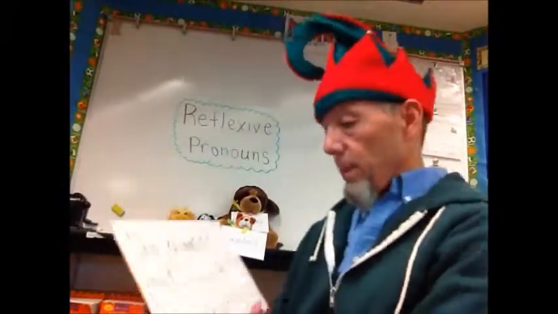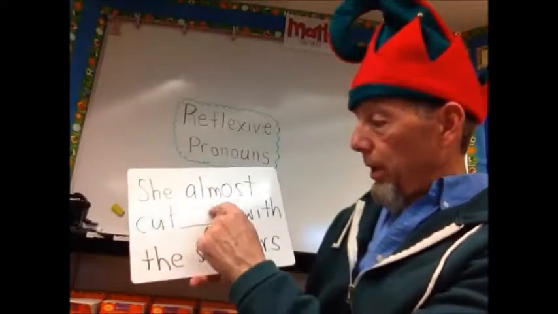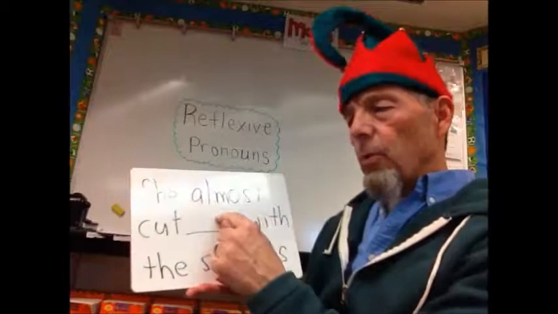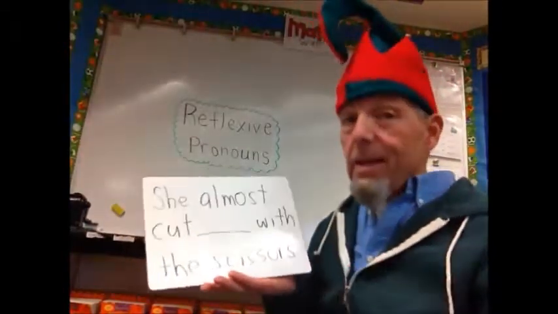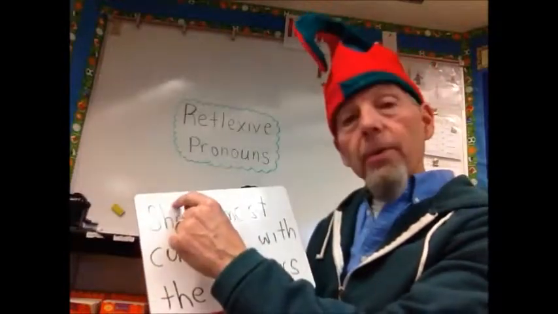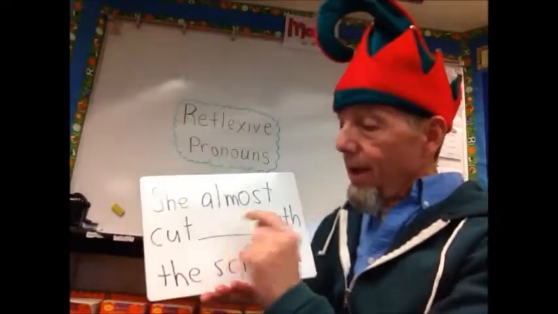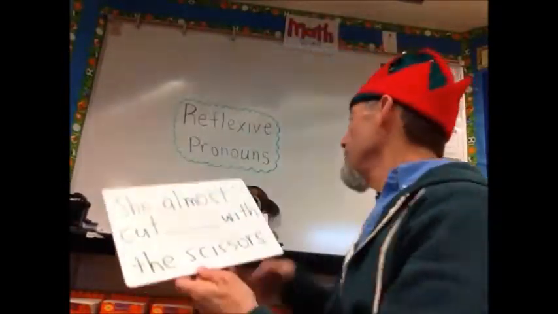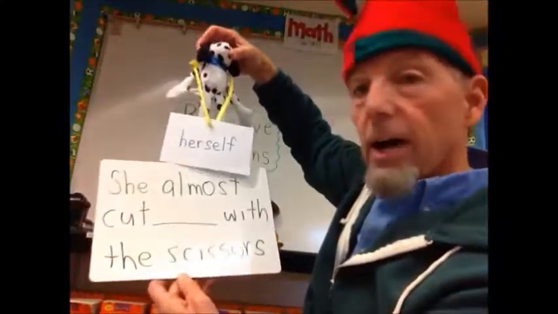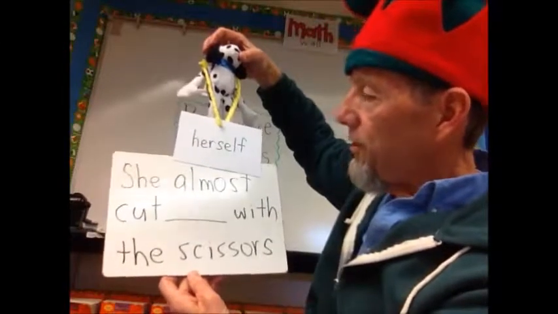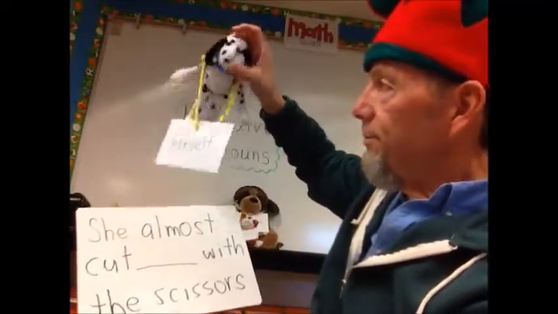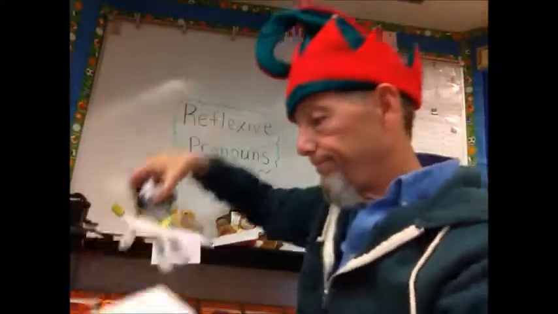Here's another one. She almost cut blank with the scissors. If I put the word you here, it makes sense to say she almost cut you with the scissors, but you does not refer to she. We need a word that refers back to she. Here it is. She almost cut herself with the scissors. You see that? Herself.